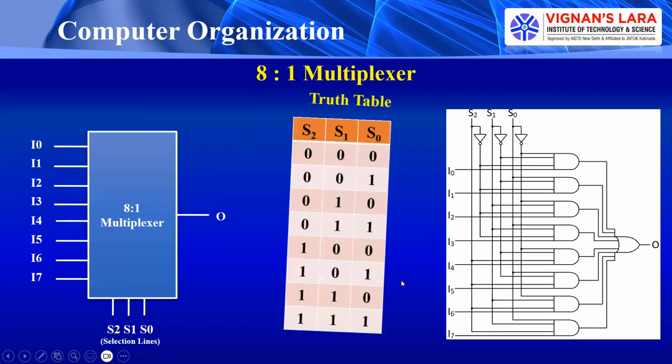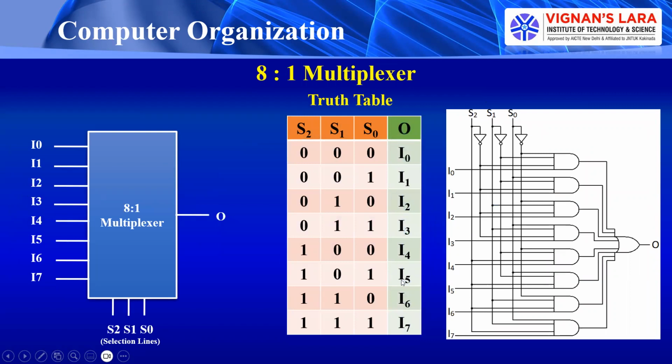Then coming to the 8-by-1 multiplexer or 8-to-1 multiplexer. That means it has 8 inputs and 1 output. The number of selection lines here is 3, because if you write 8 in terms of powers of 2, it is 2 cube, so a 2 cube to 1 multiplexer. So the number of selection lines for this multiplexer is 3. Those are S2, S1, S0. Again, based on the combination present on these selection lines, we select the inputs of this multiplexer from I0 to I7. The truth table of this multiplexer is like this.